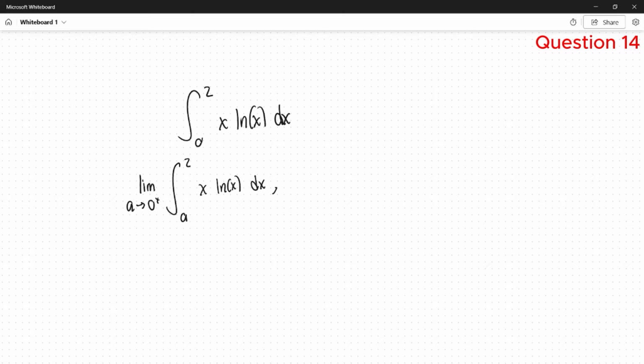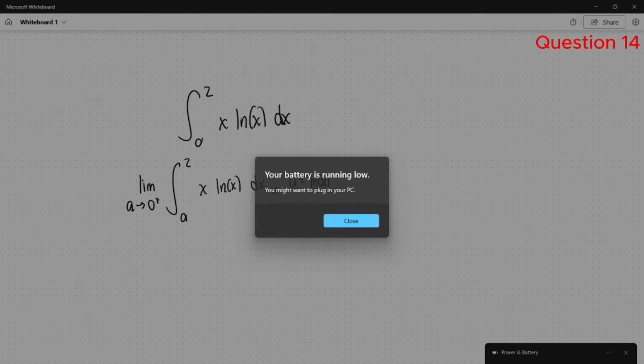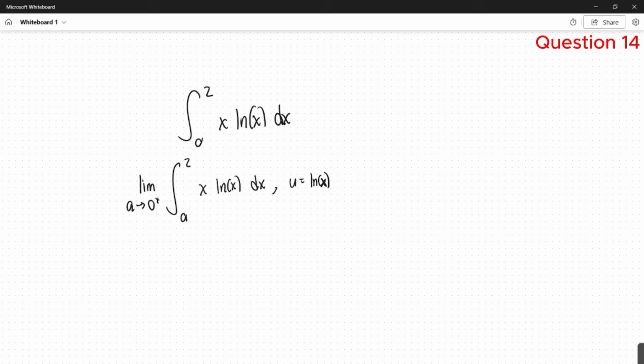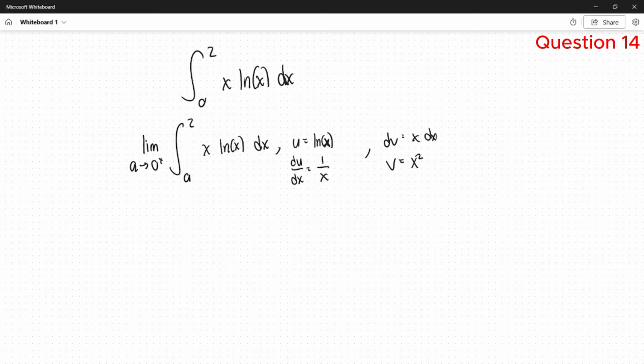We are going to use u as ln of x simply because taking the integral of ln of x would require unnecessary integration by parts, and I also had a battery, so let's finish this up. du/dx is equal to 1 over x. Our dv is equal to x dx. v is equal to x squared over 2. So let's write this out.